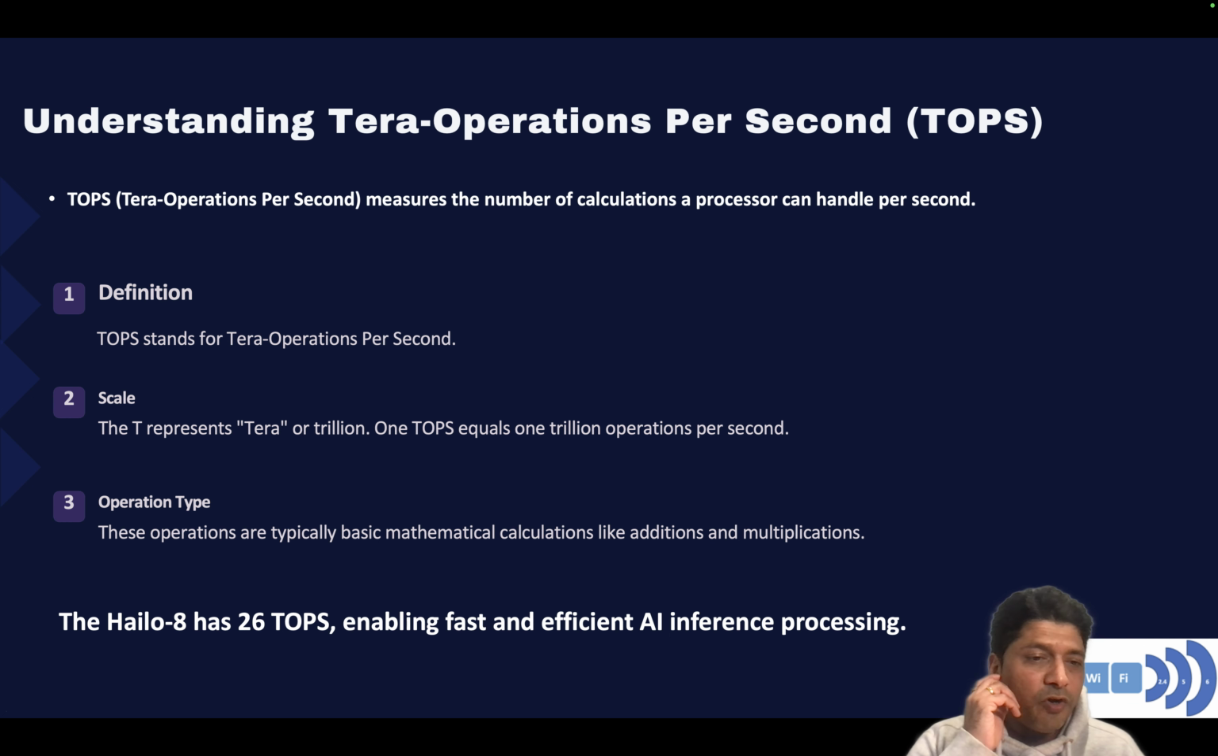This is basically one of the metrics used to give you clarity about the performance of an AI accelerator, and 26 TOPS is one of the models on the Hailo chip side. So Hailo 8 has 26 TOPS, enabling fast and efficient AI inference processing.